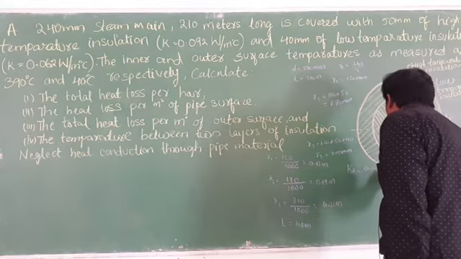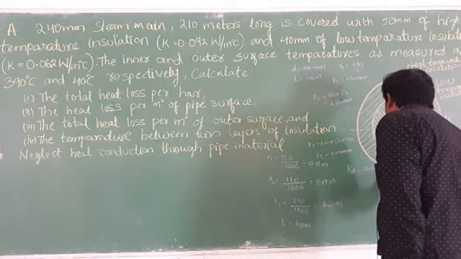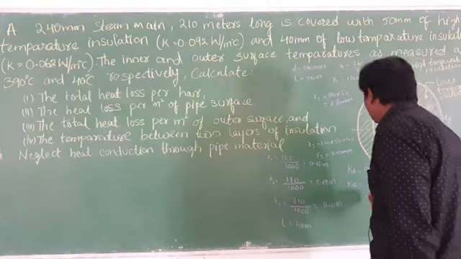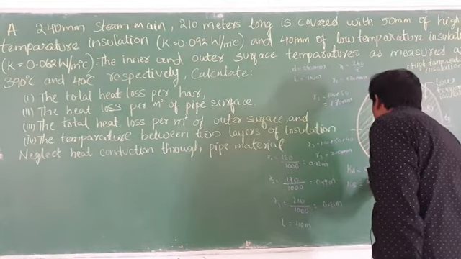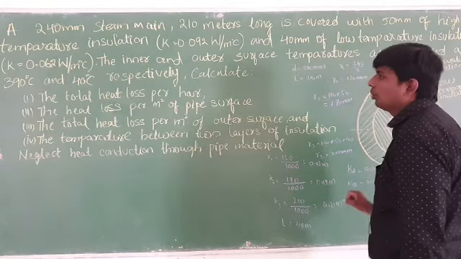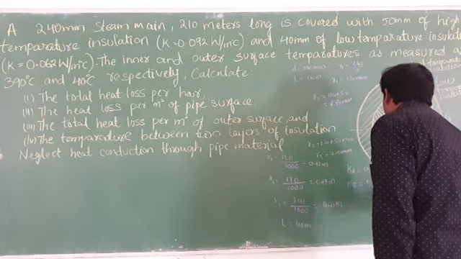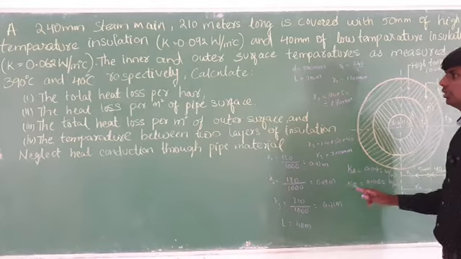0.09 watt per meter degree centigrade. Next you have to find out the value of Kb. Kb is equal to 0.062 watt per meter degree centigrade. This is the Ka and this one is the Kb.